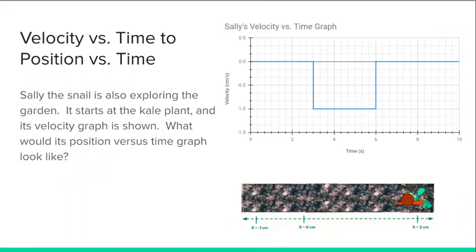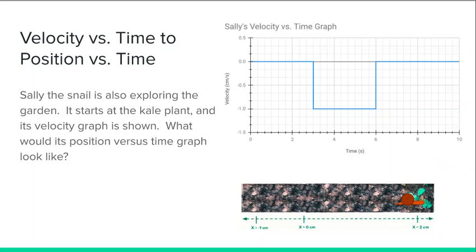Now we're going to go from a velocity time graph to a position versus time graph. So now we're looking at Sally. Sally the snail is also exploring the garden, and Sally starts at the kale plant. And Sally's velocity is shown in the graph above. So Sally starts at rest, then has a negative velocity, and then is at rest again. We want to figure out what the position time graph looks like.